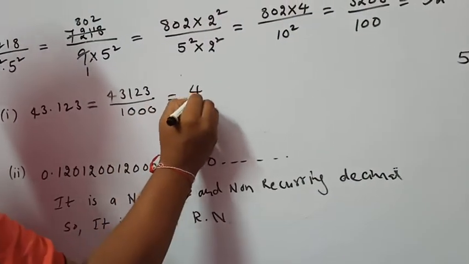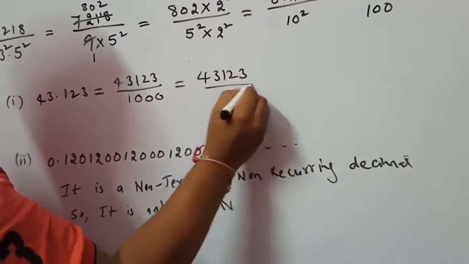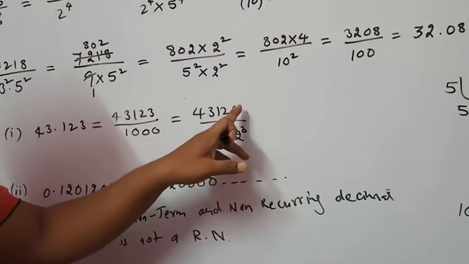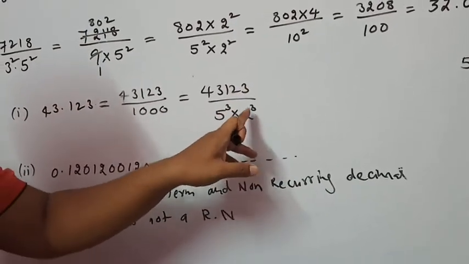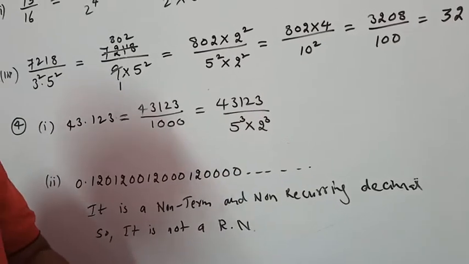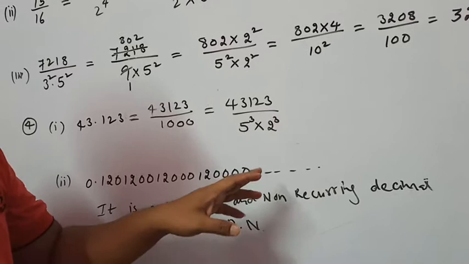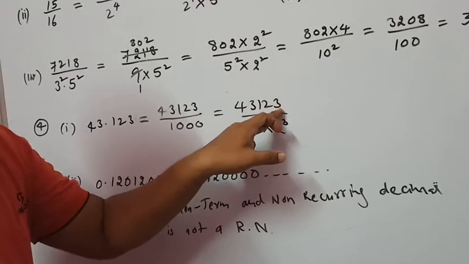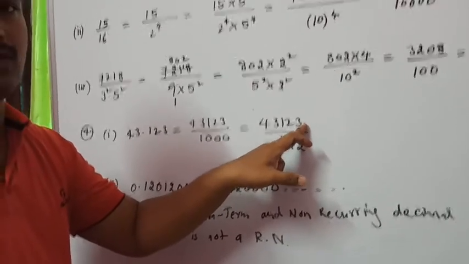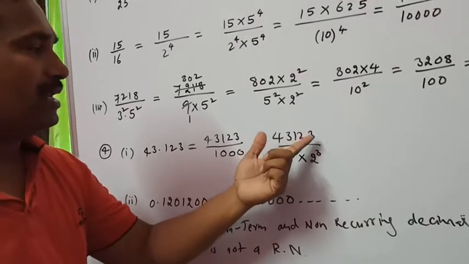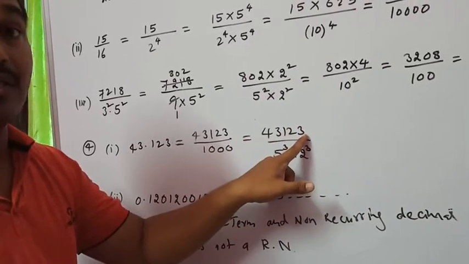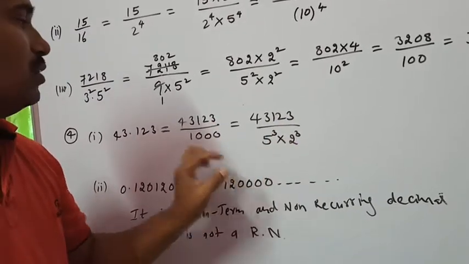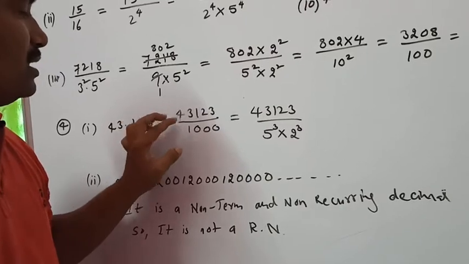So here 4312 by 5 cube into 2 cube. So the numerator we cannot cancel with 5, we cannot cancel with 2. Already you know the divisibility rules of 2 and 5. If the units place is 0, 2, 4, 6, 8, or if it is an even number, it is divisible by 2. If the units place is 5 or 0, it is divisible by 5. So that numerator cannot be divisible by 5 and 2. So this P by Q form is the simplified form.